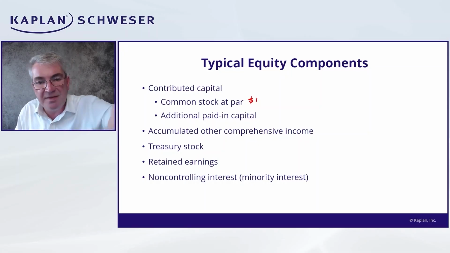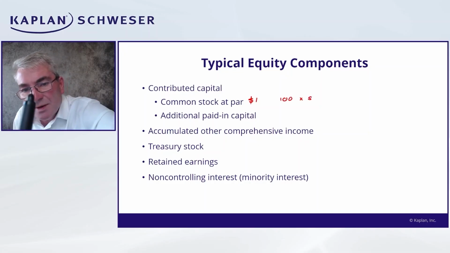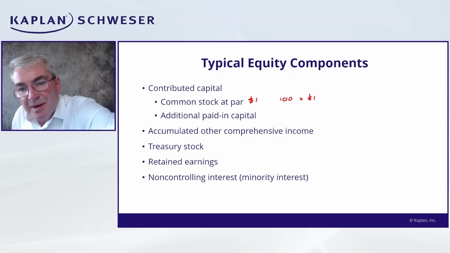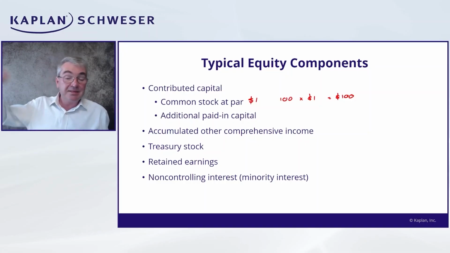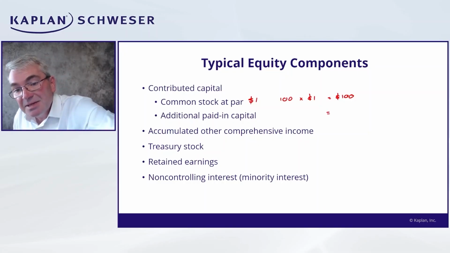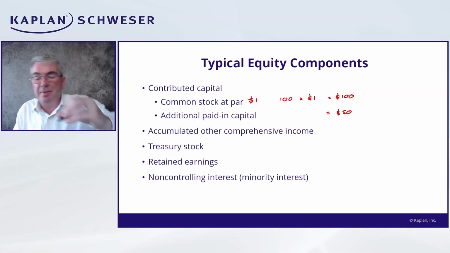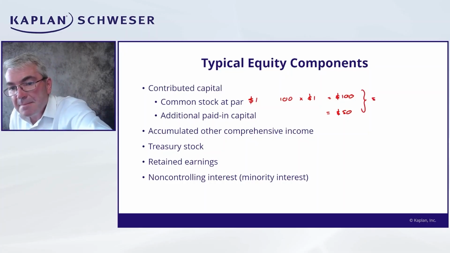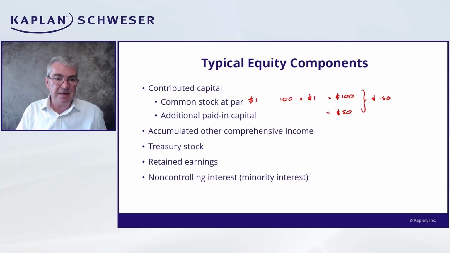Now what it would do, therefore, is record 100 times $1 in its common stock at par, in other words, $100. But if it's issued 100 shares for $150, cash has gone up by $150. So where does the additional $50 go? It goes to additional paid-in capital. So there you go. So total equity has actually risen by 150, which is the same as the increase in cash to the company.